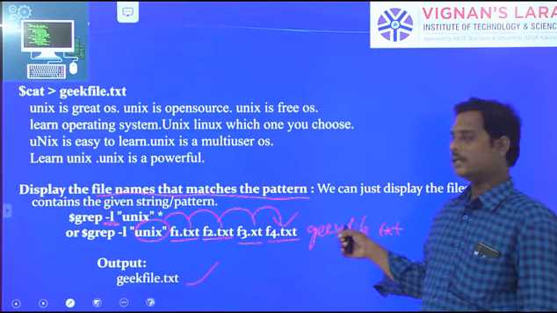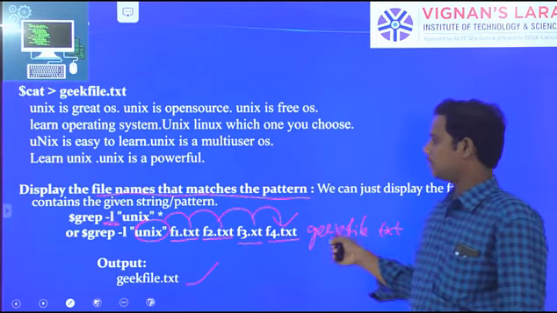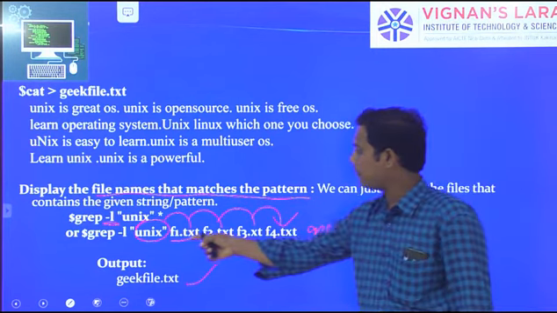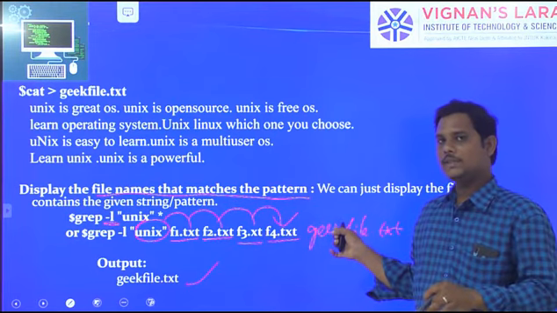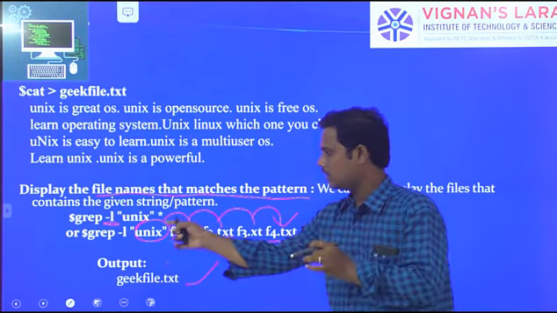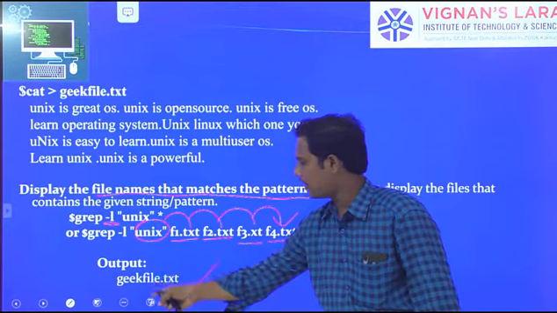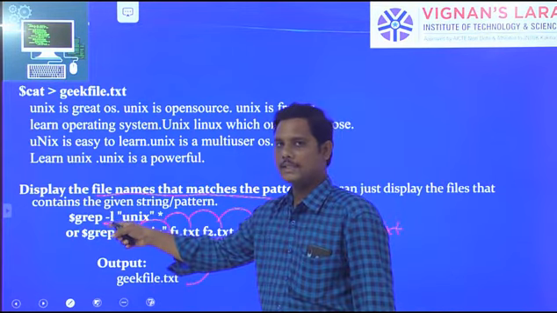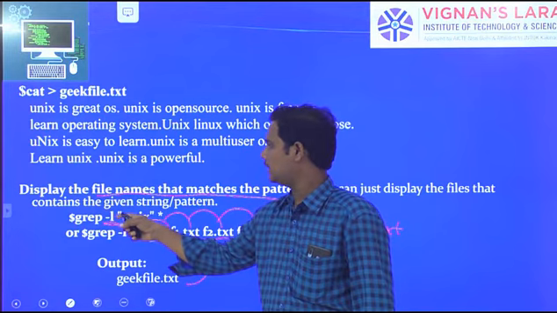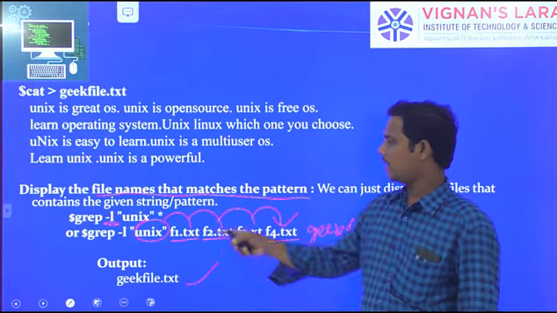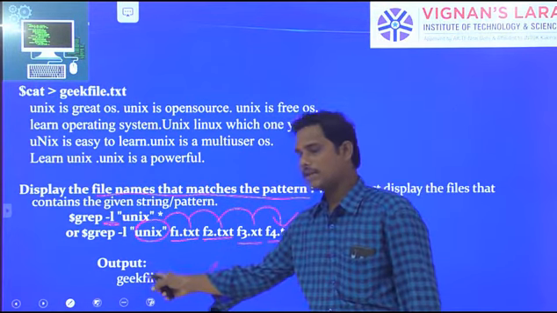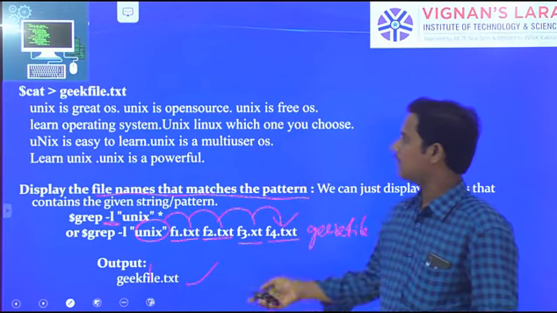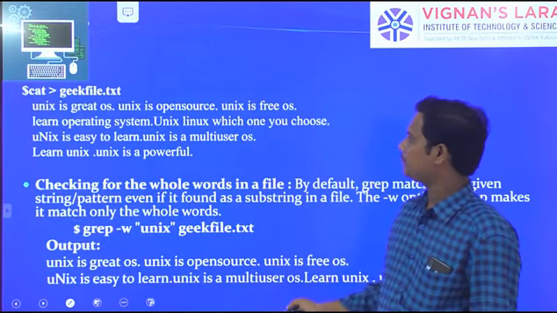Actually we are not writing it here, but we are including this also. So if you want to search multiple files, whichever files have the word, those file names will be displayed using option L. Okay, option L. We are getting the file names as the output. Okay, so this is option L.